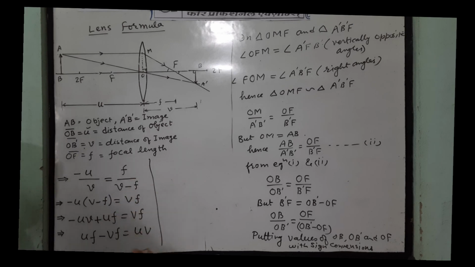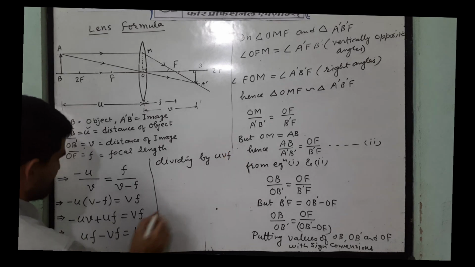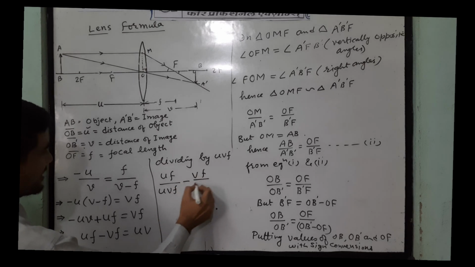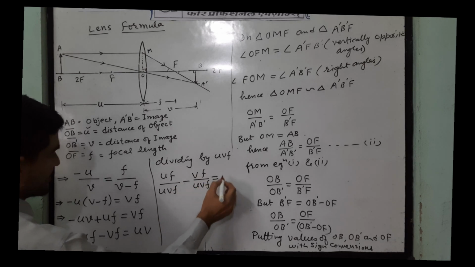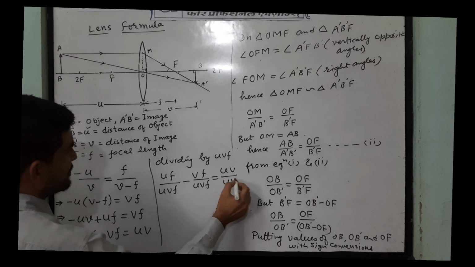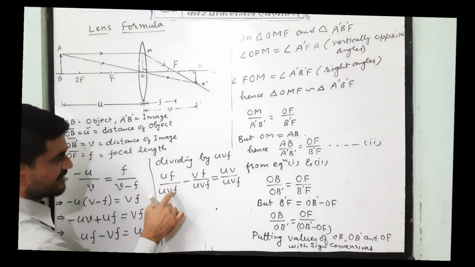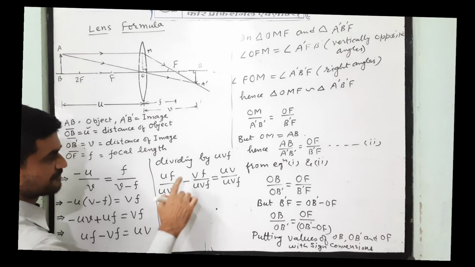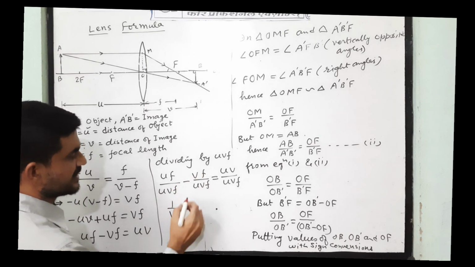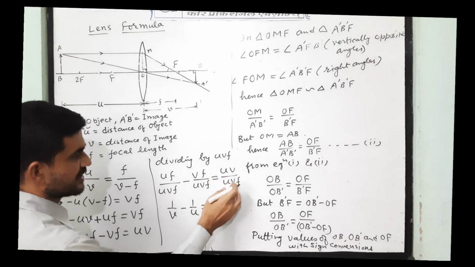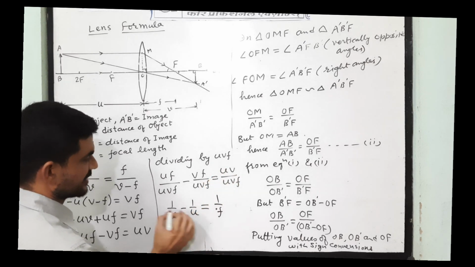Now dividing by UVF on both sides, what shall you get? UF divided by UVF minus VF divided by UVF is equal to UV divided by UVF. So what shall you get? Just see here, U and F will cancel out, so you get 1 by V here. Here V and F will cancel out, you get 1 by U here, and here U and V will cancel out, you get 1 by F here.